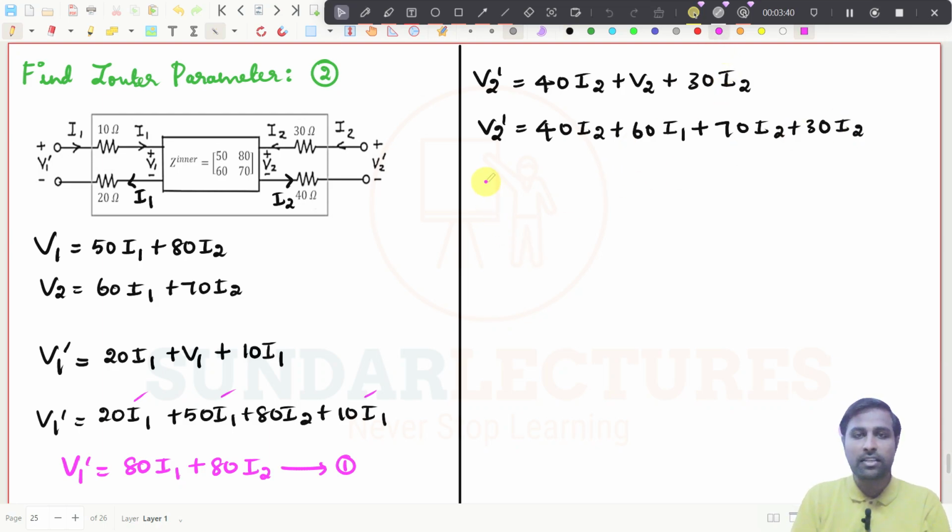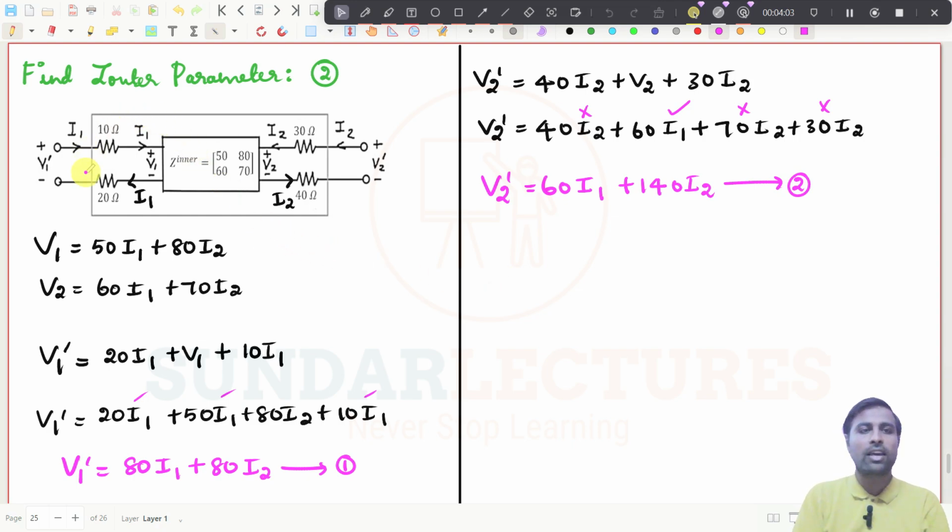Then if you finally simplify this, V2 dash will be equal to 60 I1, as there is only one I1 term, then there are 3 different I2 terms. It will be 70 plus 40 plus 30, that is 140 I2. Right, now this is equation number 2.